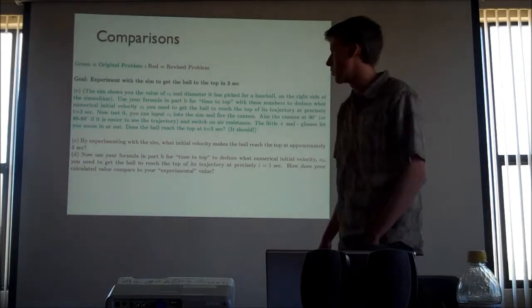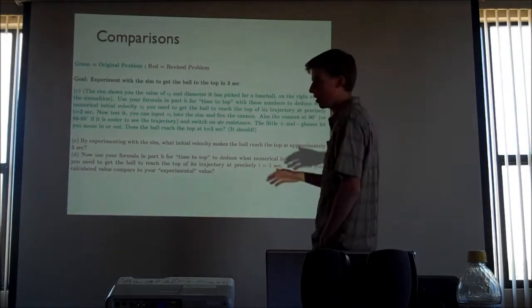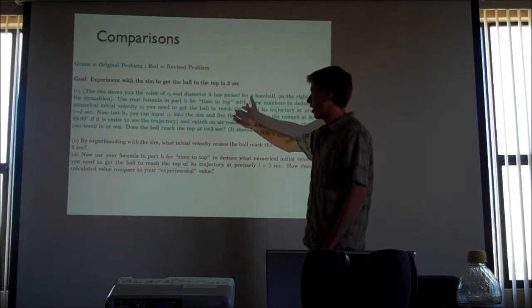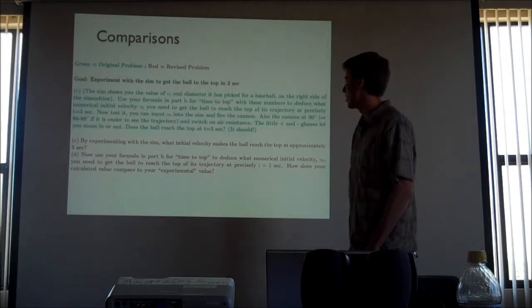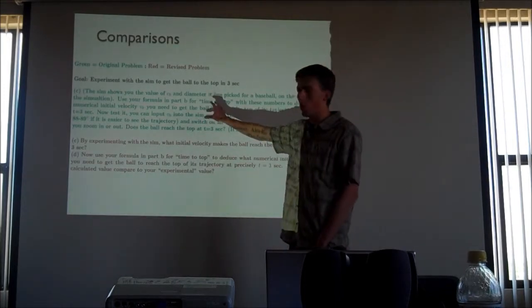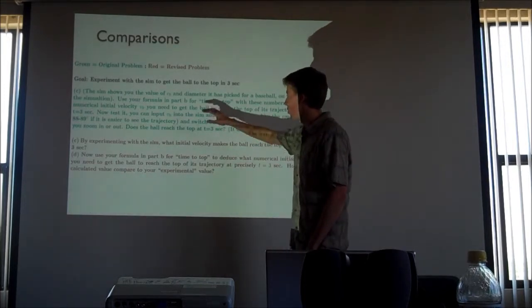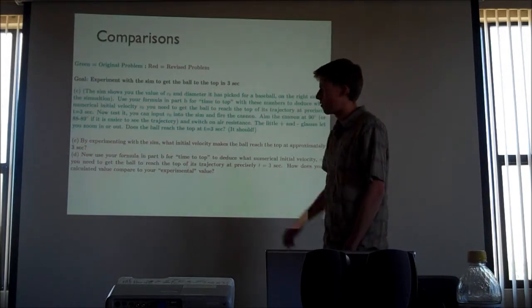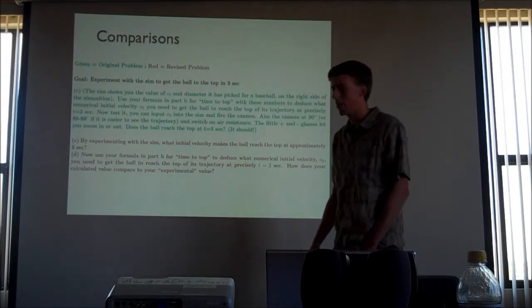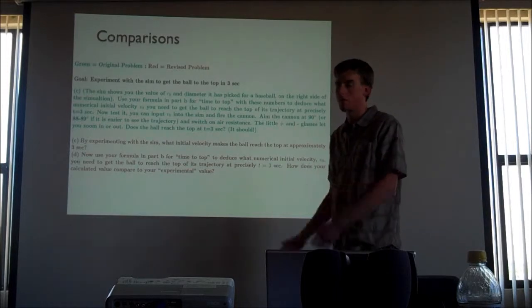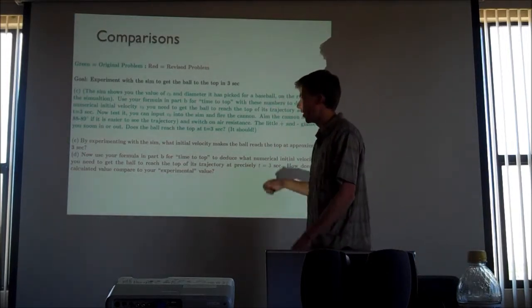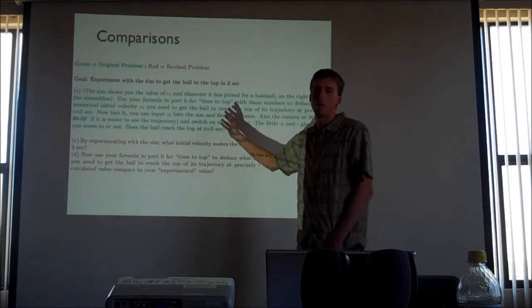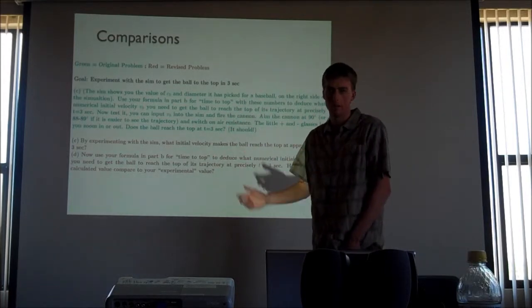So here's some comparisons with what I changed, from last semester. So the old Part C says, the sim shows you the value of these things. Use your formula from Part B to figure out what initial velocity you have to shoot the ball at to get it to reach the top in 3 seconds. And then it says, okay, now try it with the sim. Now find out, did it work?